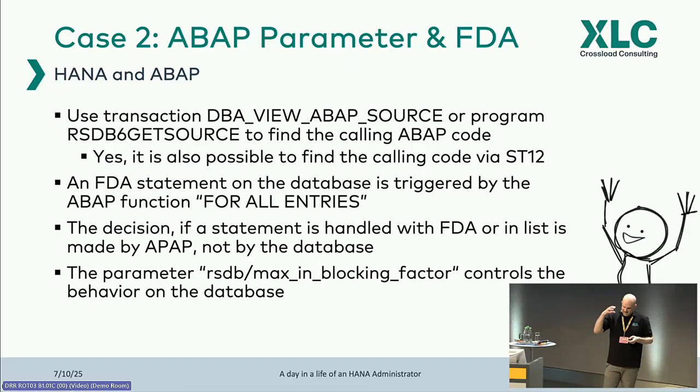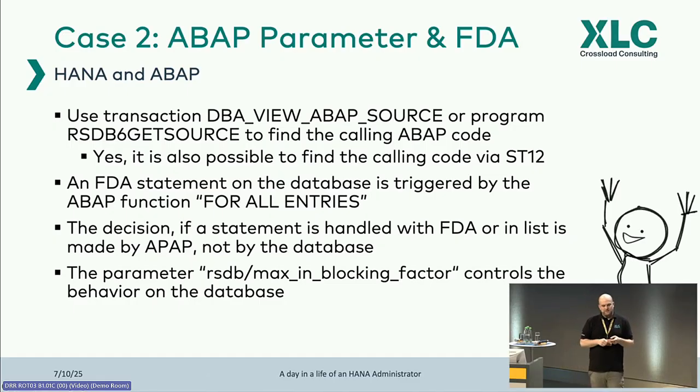ABAP is making the decision if a statement will be executed as FDA, as fast data access right, or not. If the statement is sent to the database as a FDA statement, there is no possibility on the database to change the behavior. It has to be changed in the ABAP. And there's a parameter in the ABAP, the max in blocking factor, which controls when the statement will be sent as an in list to the database or as a fast data access, so as a temp table. So all the bind values will be sent to the database in a temp table.